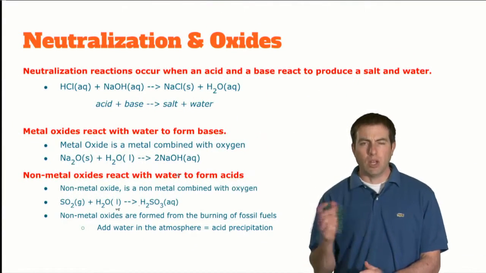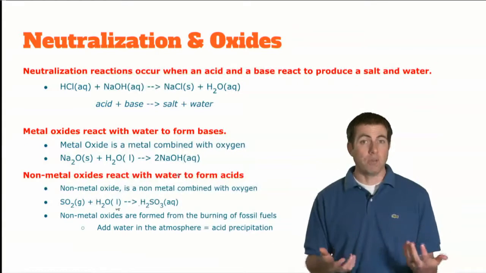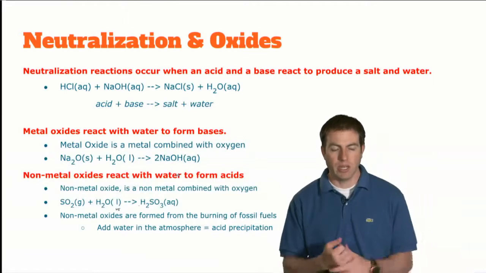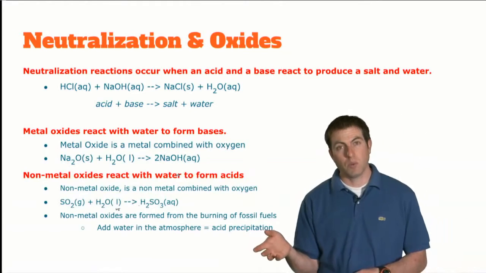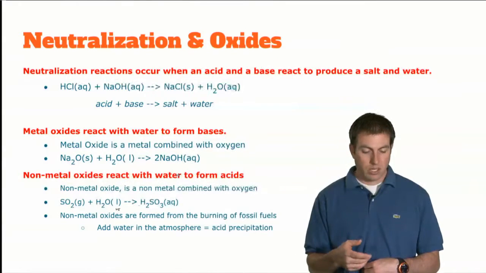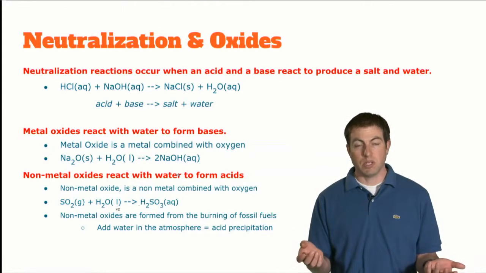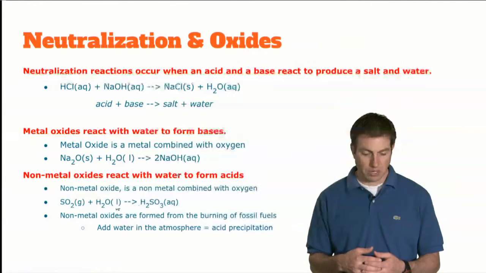I think metal oxide's pretty self-explanatory. It's a metal and oxygen, and a non-metal oxide, that's not going to be the tricky bit. But metal oxide produces a base with water, so MOB, MOB, and then non-metal oxide, NOA, MOB, NOA. So maybe somebody can come up with something better than that, and we can go with that.